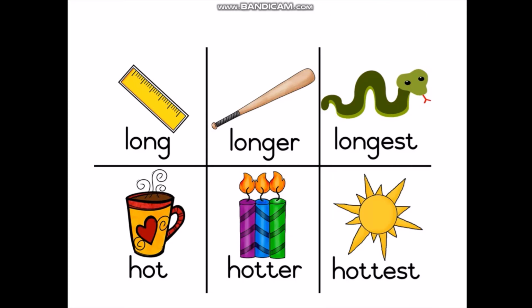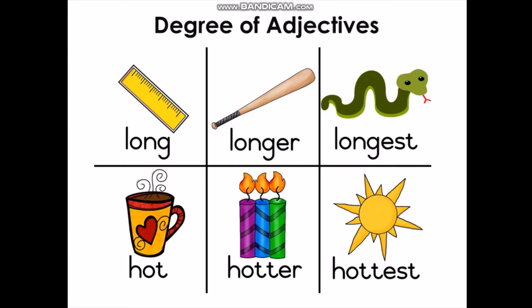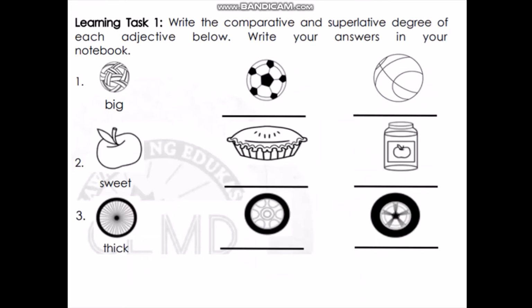So I have here another example of adjective. We have long, longer, and longest. So what can you observe? Good job. Another one, hot, hotter, and hottest. And these words, we call degrees of adjectives.